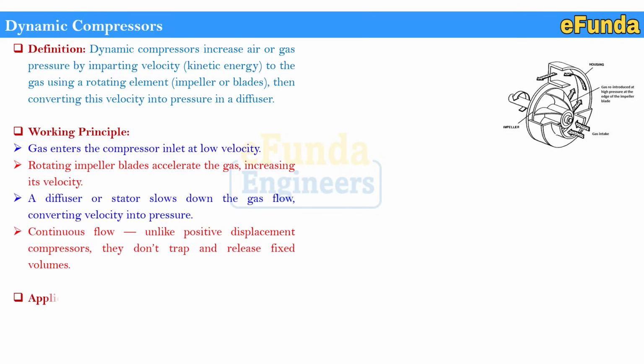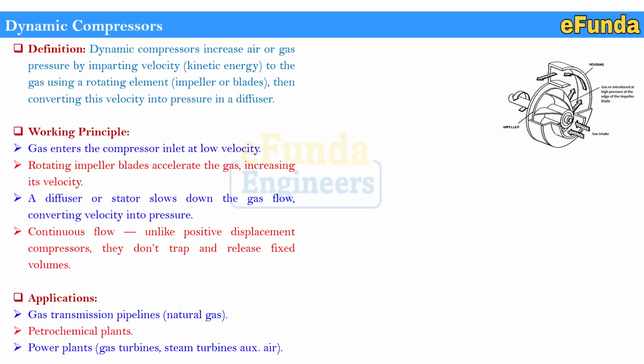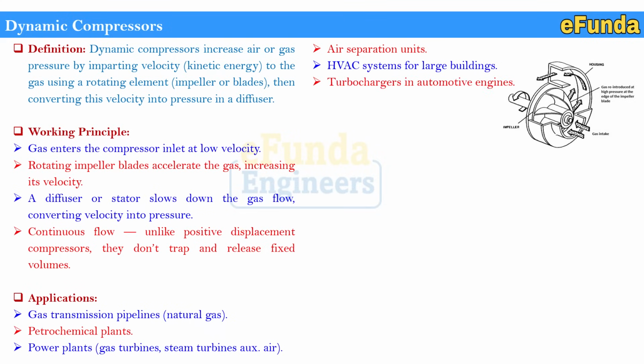Then the applications of this type of compressor are gas transmission pipeline, that is natural gas, petrochemical plant, power plant, gas turbine, steam turbine, auxiliary air, etc. Air separation unit, HVAC system for large buildings, and then turbochargers in automotive engines.